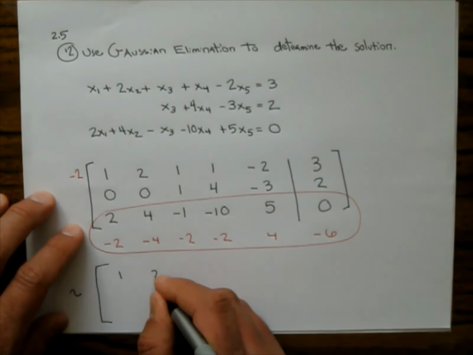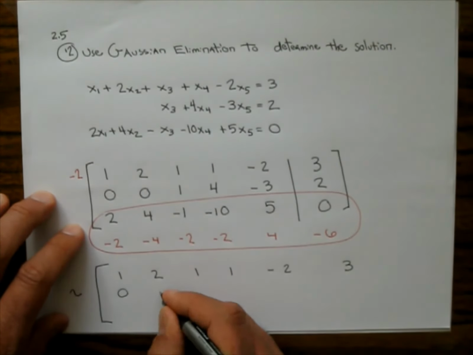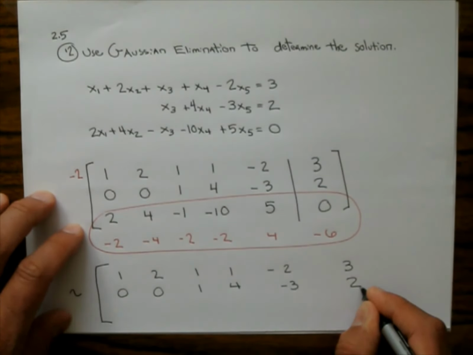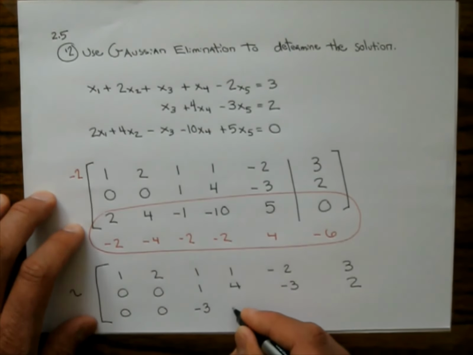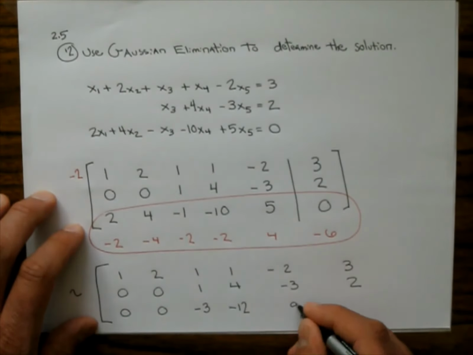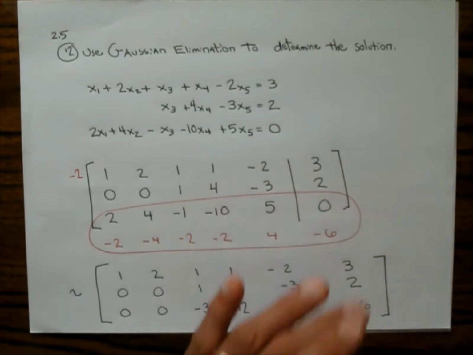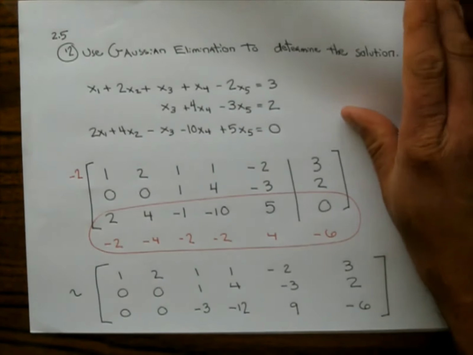So this is 1, 2, 1, 1, -2, 3, and then 0, 0, 1, 4, -3, 2, and then we have 0, 0, -3, -12, so I'm adding those, and then +9, -6. So we need another piece of paper for this. Get another piece of paper.